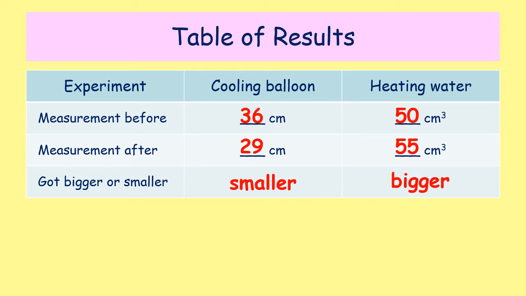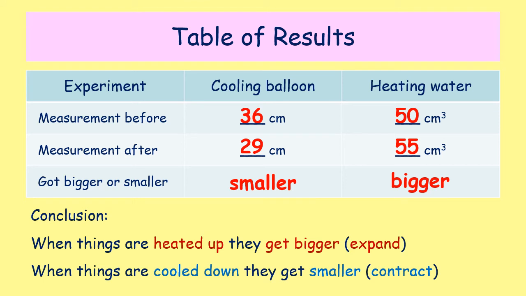Now, from this, I can conclude that when I cooled something down, it got smaller. When I heated something up, it got bigger. And so that is a general rule. When you heat up matter, it gets bigger. And the scientific word that we would use to describe getting bigger is expanding. So if you can try and use the word expanding whenever you mean getting bigger, that will be really good.